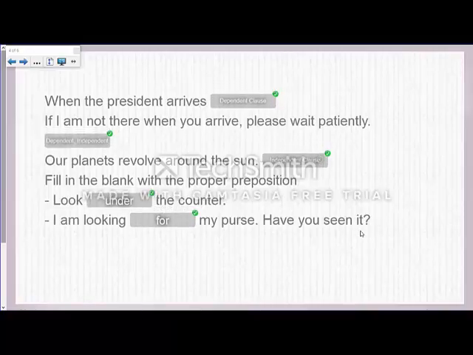Very, very good. Very good on the dependent and independent clause. I'm very proud of that. If I am not there when you arrive, that is your dependent clause because it is not a complete thought. Please wait patiently is a complete thought. That is your independent clause. And every single time you have a dependent clause and an independent clause, there will be a comma there. So as you're writing your paper, think about that.